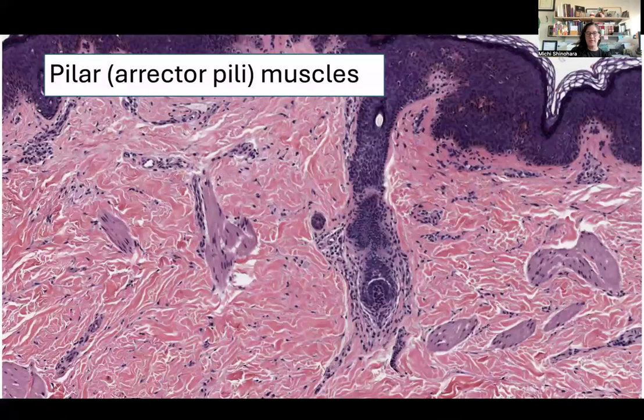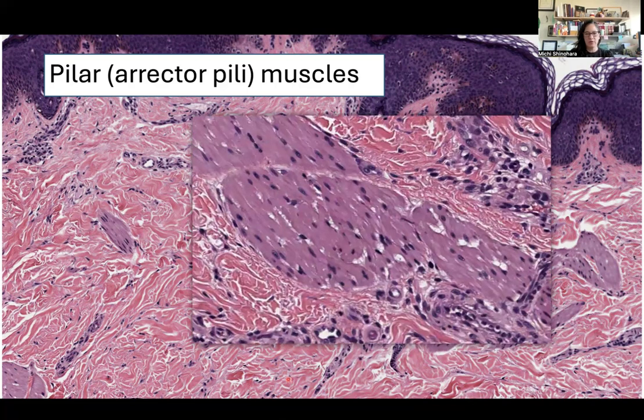Another structure that I want to review are the pilar or erector pili muscles. These are little muscles that are responsible for elevating your hair on your arms, for example, when you get goosebumps. They're seen here, generally present in the superficial to mid dermis in bundles. A higher power look at that, showing characteristic smooth muscle morphology with that perinuclear vacuole, kind of bubbly cytoplasm.